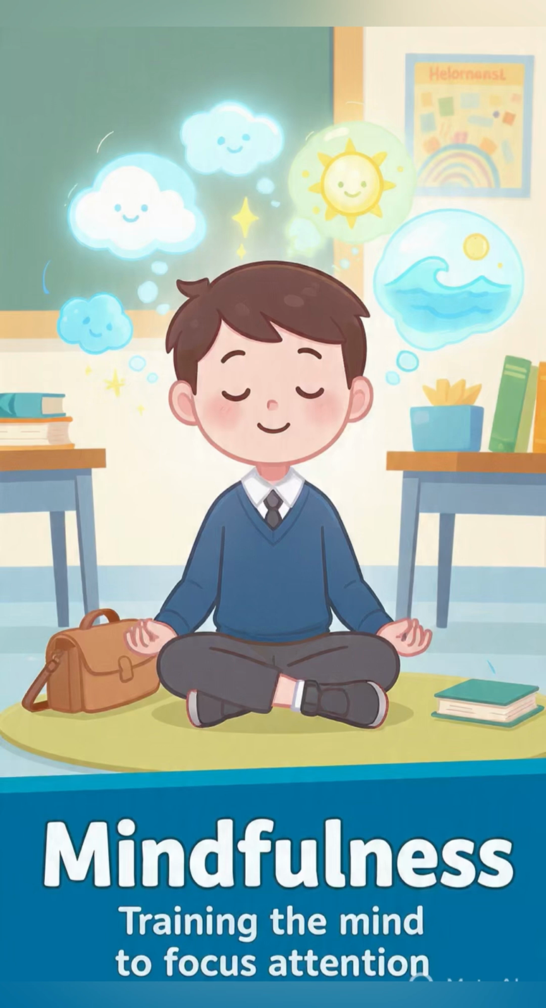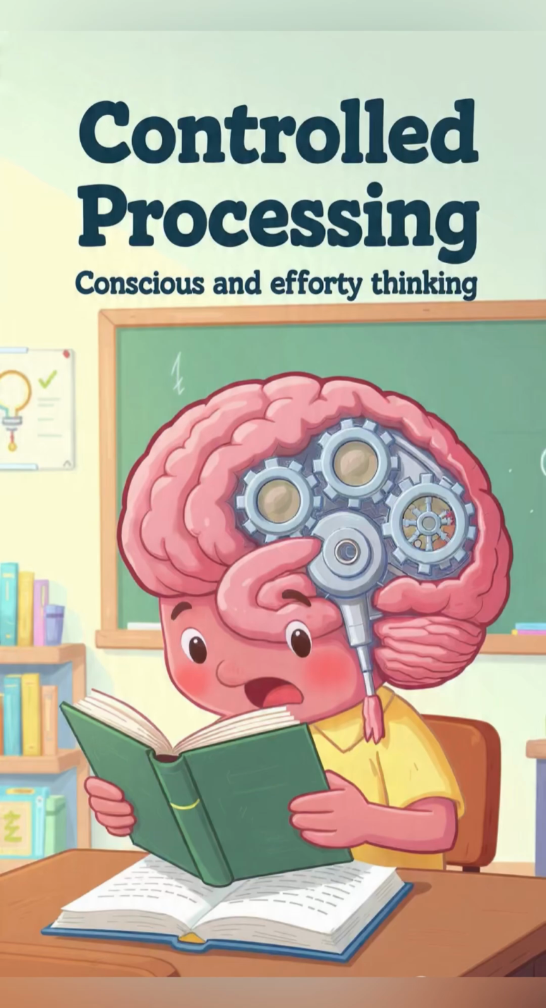Controlled processing. Conscious, effortful attention. A brain with gears turning while reading highlights controlled processing, where tasks require deliberate, conscious focus, like learning a new skill or solving a complex problem.